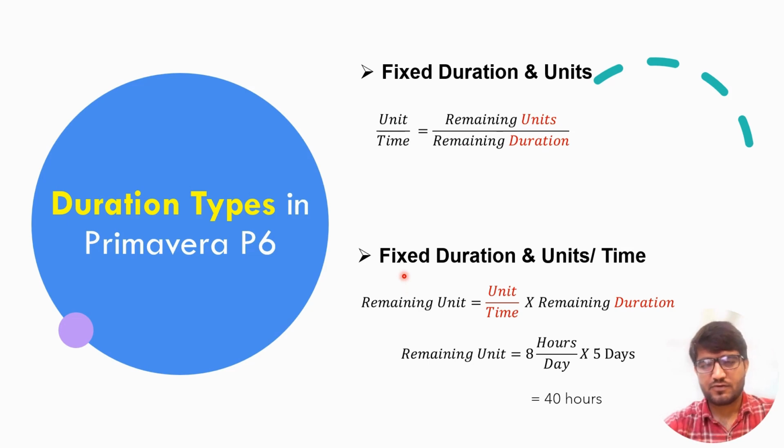Then we will use fixed duration and units over time. In this case, the only recalculation will be done for remaining units. Units over time is fixed and remaining duration is also fixed. So if we have units over time, which means that resource availability is 8 hours a day for 5 days, then total remaining units would be 80 hours.